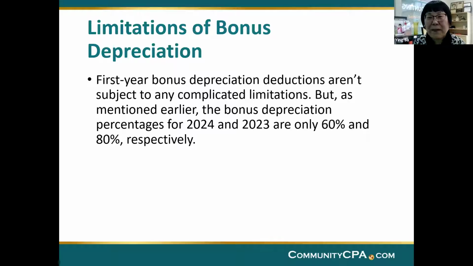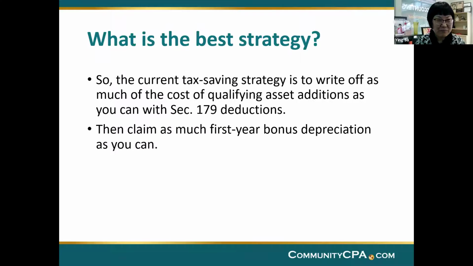Okay, what is the best strategy? So the current tax saving strategy is to write off as much of the cost for the qualified asset via 179, then claim the first year bonus depreciation. So that's kind of what I just was saying. I want to show you an example.